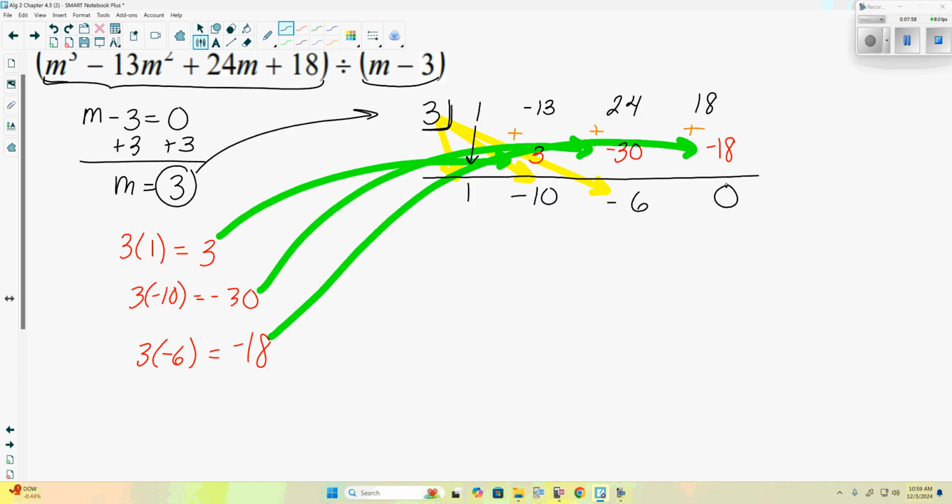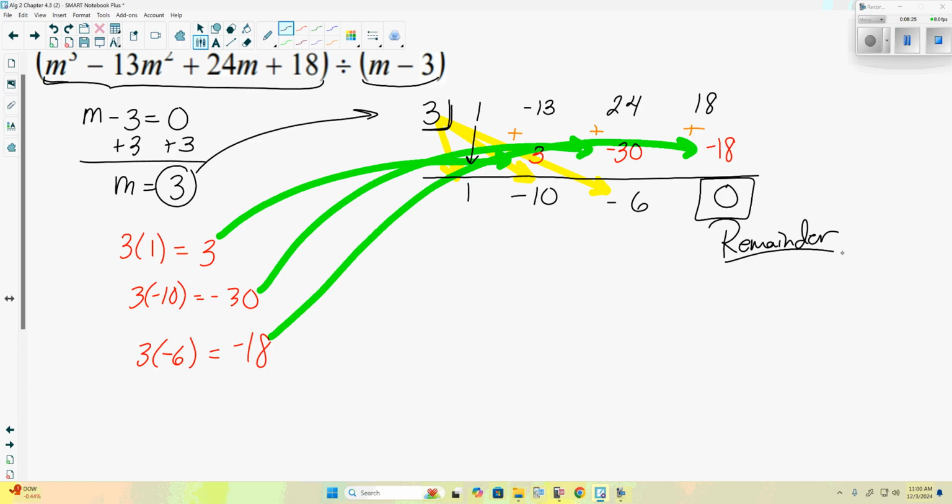Now we need to interpret what we've got. And what I always do is I put a box around the last number on the list, because that number there is the remainder. The last number in that list is the remainder. So since it's 0, we do not have a remainder.